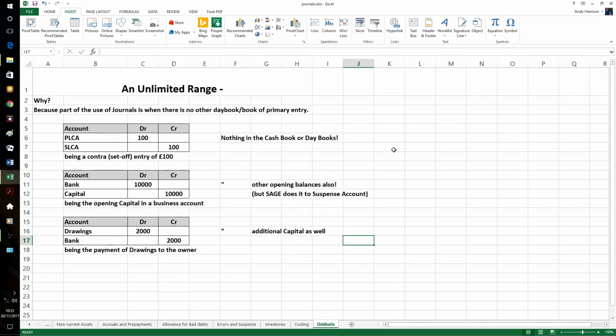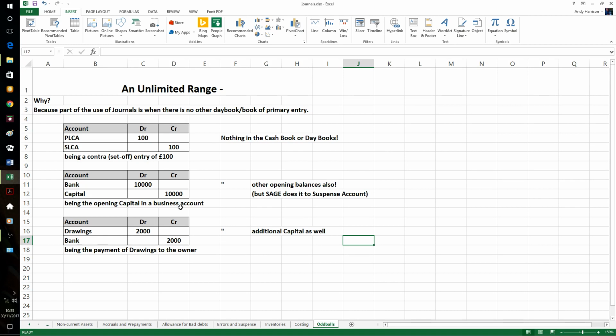Again, don't forget, part of the use of journals, there's no other day book. Well, yes, a contra doesn't necessarily have anything, there's nothing in the cash book, there's no invoices, there's nothing in the sales day book, nothing in the purchase day book. So actually, if we're setting off £100, debit the purchase ledger control account, credit the sales ledger control account, and of course the individual supplier and customer accounts.